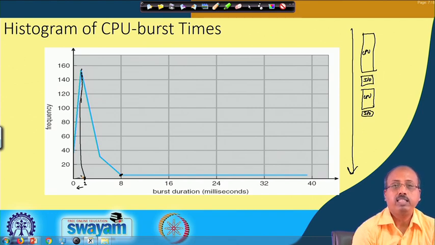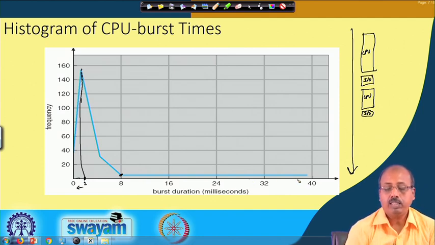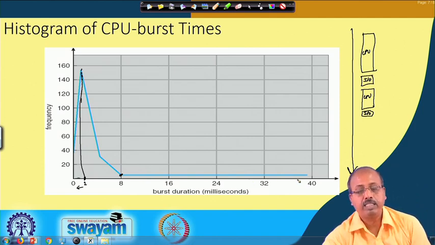This particularly happens when the program is just starting, and after initialization it goes into getting the input from the user and things like that. So that way this CPU burst size is very small. After that there will be some CPU burst size for which the number of occurrences is very high, and then it starts decreasing. So this is a histogram showing the CPU burst times that you typically get in a system.